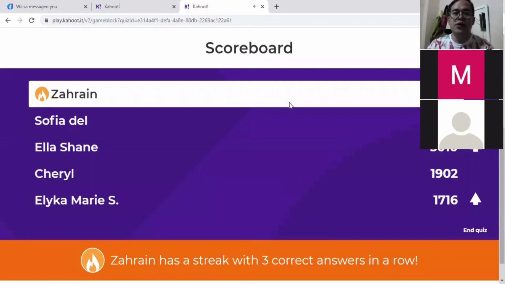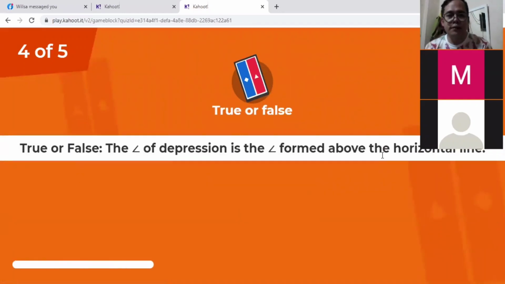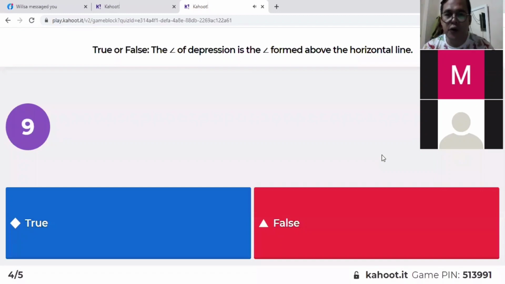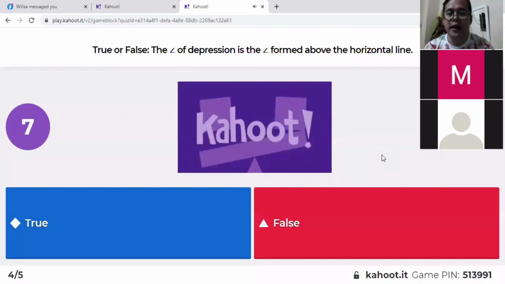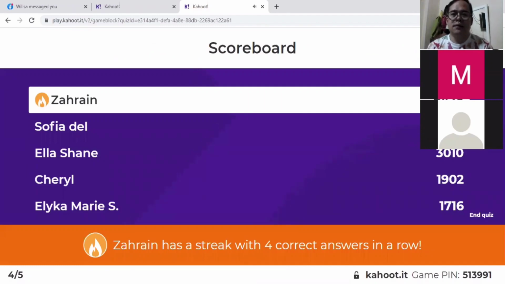Still, others you can make it up. True or false? The angle of depression is the angle formed above the horizontal line. Okay, 10 seconds. Okay, let's go to the next.